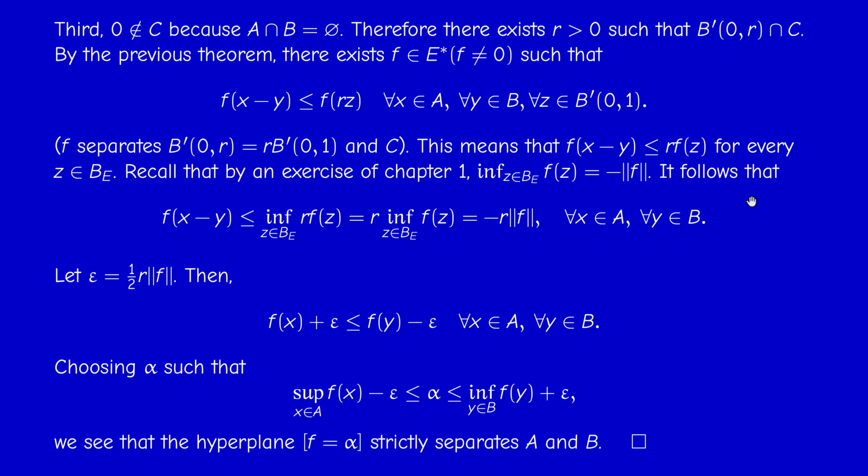So we succeeded in separating A and B strictly by this hyperplane f equal alpha. This concludes the proof of the second geometric form. In practice, we rarely use this form with epsilon. We just write f of x strictly less than alpha, strictly less than f of y. So we rarely need this epsilon, but since we can prove something better, it's okay.